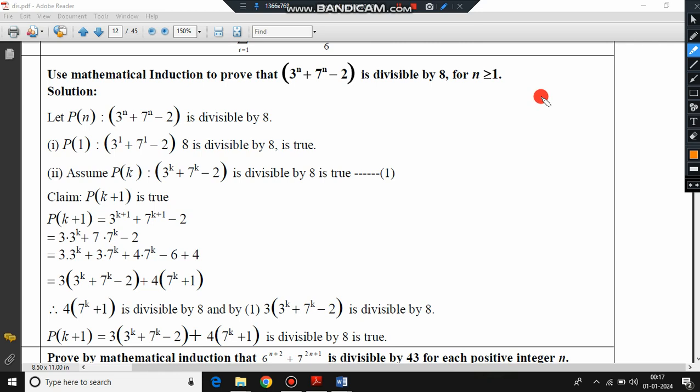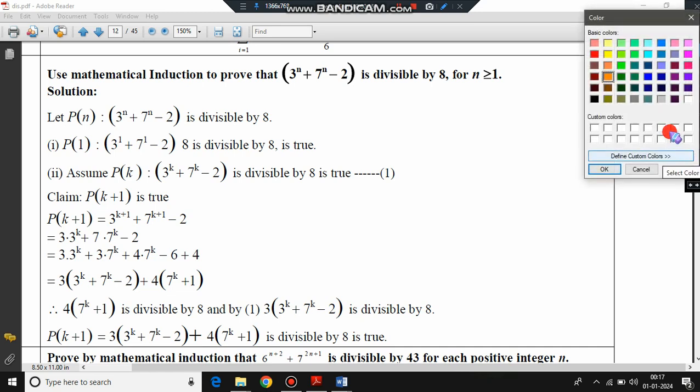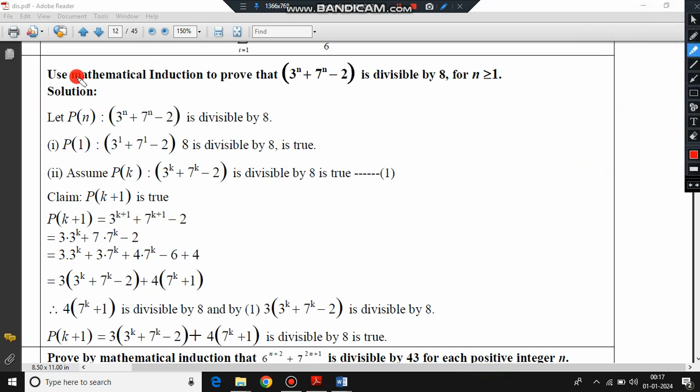This is the next problem I am taking, because this type of problem is many times asked in the university question. That is why I have taken this type of mathematical induction problem. So this term is divisible by 8 for n greater than or equal to 1. That's what we have to prove here. For n greater than or equal to 1, 3 power n plus 7 power n minus 2 is divisible by 8. That's what we have to prove by mathematical induction.